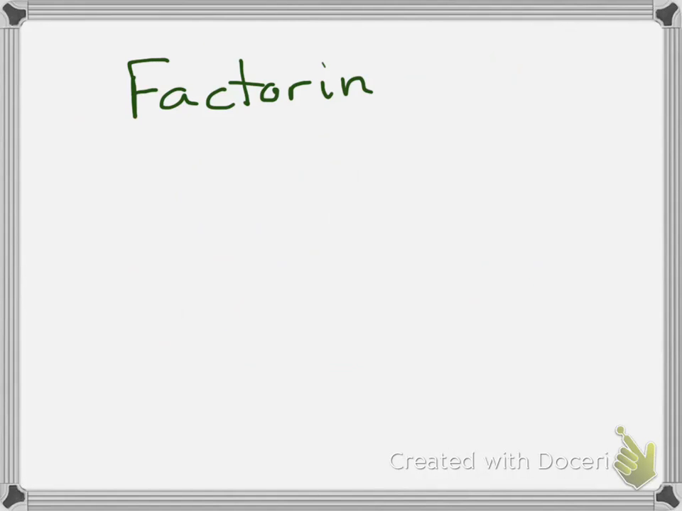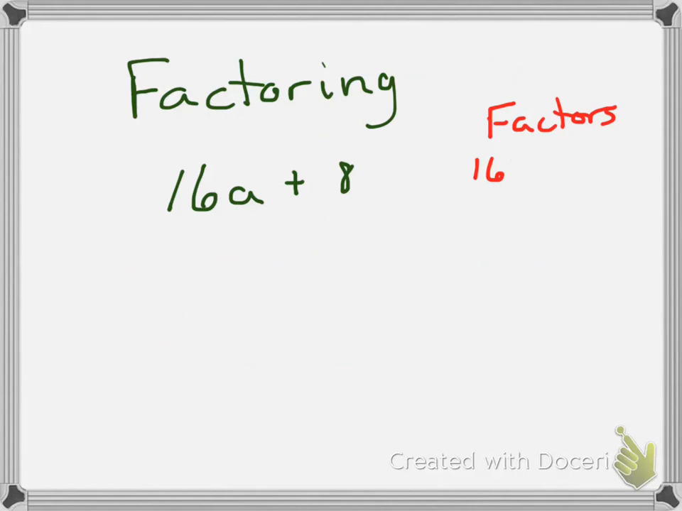The next thing that we're going to look at with the distributive property is called factoring. So when we factor, it means we are going to now put it into parentheses because we can simplify it. So when we have to factor something, we need to make sure that we list out the factors of our numbers. So the factors of 16 are going to be 1, 2, 4, 8, and 16. So now let's list the factors of 8, which would be 1, 2, 4, and 8.